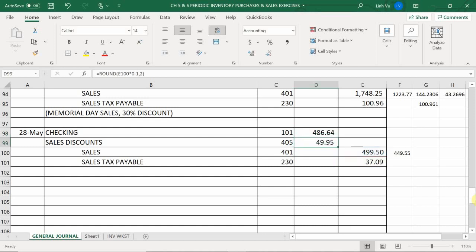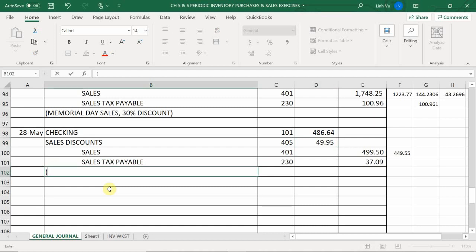$486.64. Good. 486.64 is correct. And let's go ahead and complete saying that we sold 50 black. I have a question.